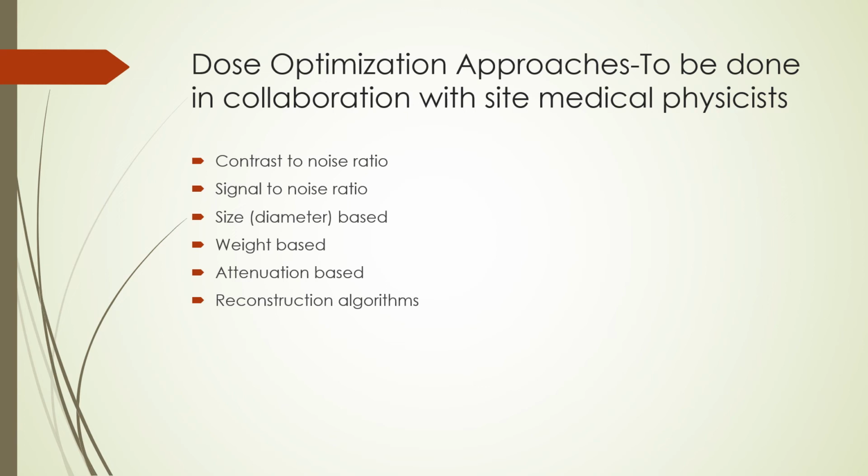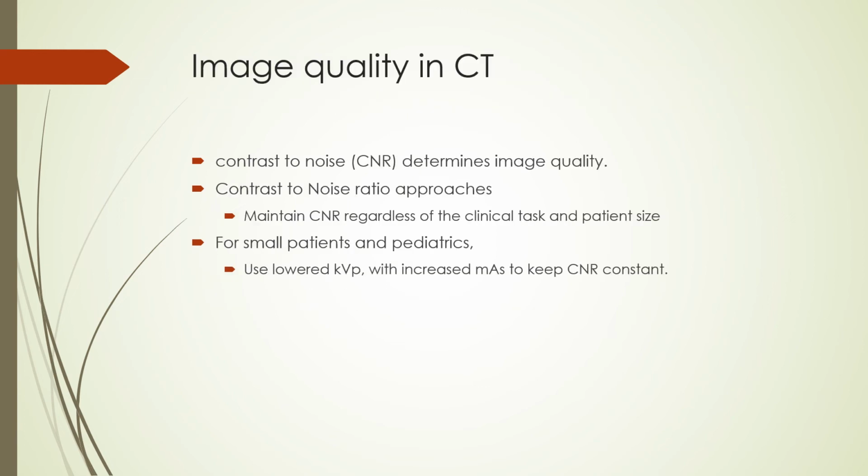We can also take advantage of iterative reconstruction software or deep learning to optimize doses while maintaining image quality. All dose optimization must be done in collaboration with site medical physicists. In practice, the ratio of contrast to noise is the primary determinant of CT image quality. One approach to image quality is aimed at keeping a fixed contrast to noise regardless of the clinical task and patient size. For example, at lowered kV, X-ray intensity can be increased to keep contrast to noise ratio constant. This is useful for pediatric and younger patients.